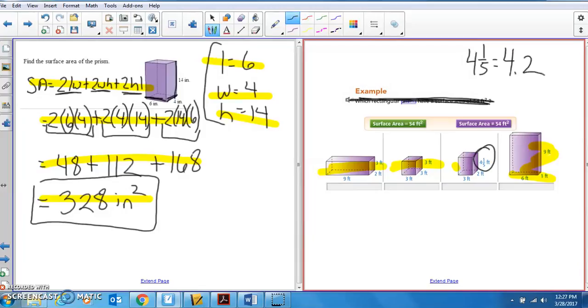If you're not sure how to do it, all you have to do is multiply and then add to make it improper, which gives you 21 over 5. And then just divide 21 by 5. If you make it a mixed number, you're right back where we started. So instead of making it into a mixed number, which a lot of students do, make sure you convert it to a decimal when you divide.